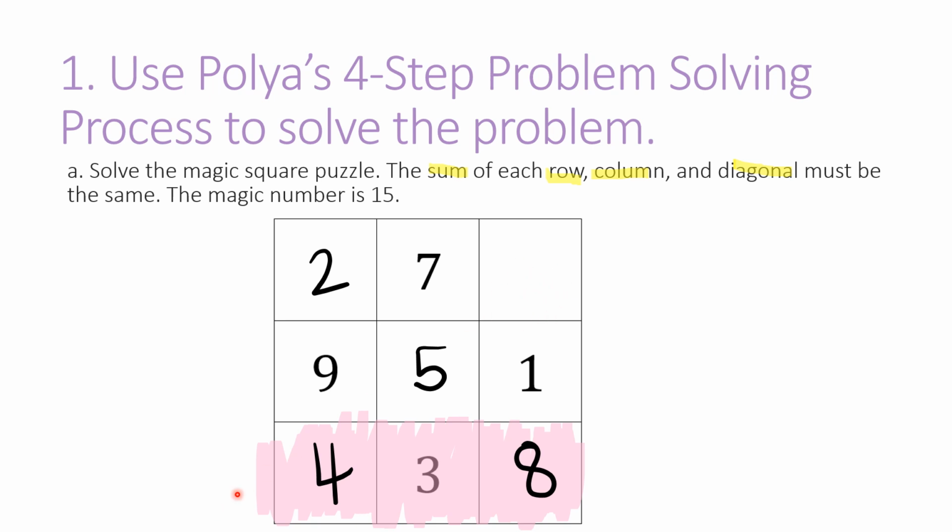So let's make sure that's going to work. Let's check and make sure that 6 works. 8 plus 1 is 9, plus 6 is 15. That works. 6 plus 5 is 11, plus 4 is 15. So that diagonal works. And then 6 plus 7 is 13, plus 2 is 15. So that works.